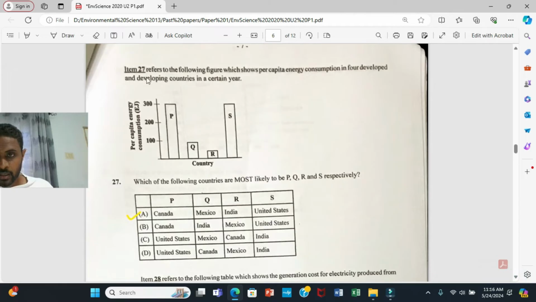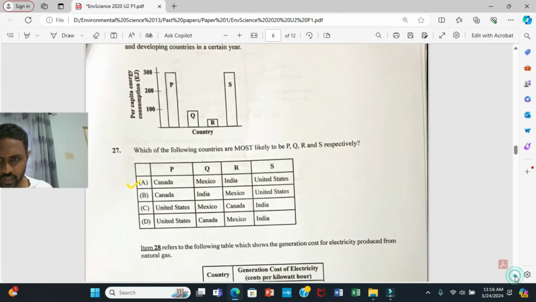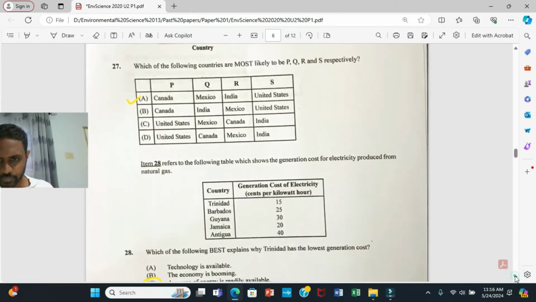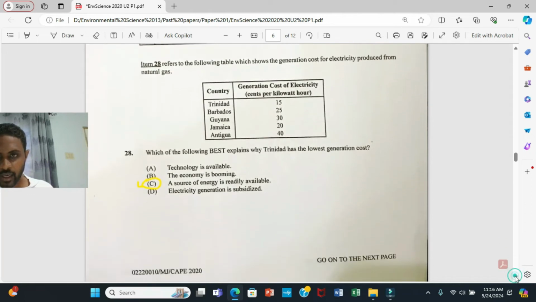27. This item refers to the following figure, which shows per capita energy consumption in 4 developed and developing countries. Which of the following countries are most likely to be P, Q, R, and S respectively? The answer is A. 28. Item 28 refers to the following table, which shows the generation costs for electricity produced from natural gas. Which of the following best explains why Trinidad has the lowest generation cost? The answer is C. A source of energy is readily available.